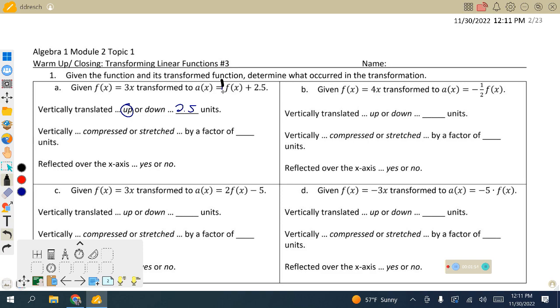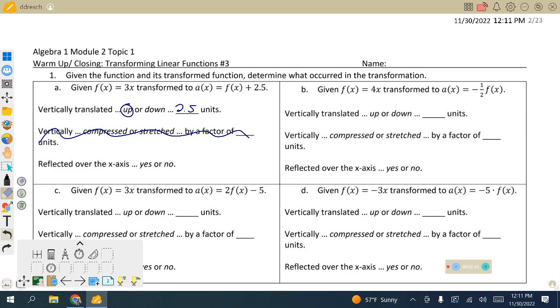No. So we are not going to answer this one out. We can't. It's not being stretched or compressed. It's staying that same slope. And then the last thing that could be there is a reflection over the x-axis. And is that happening? Yes or no?